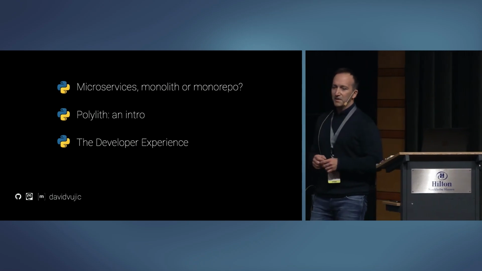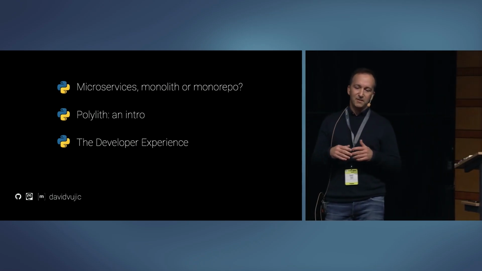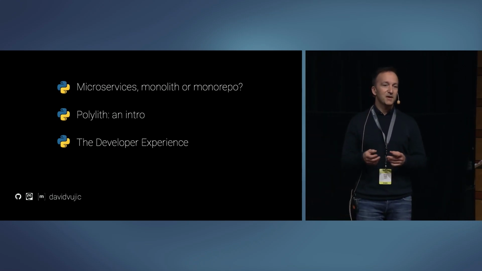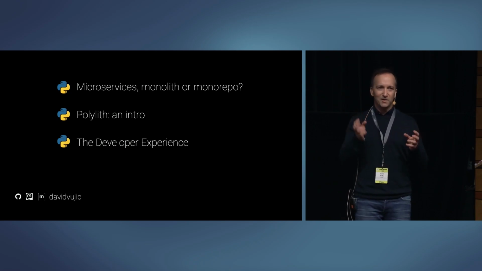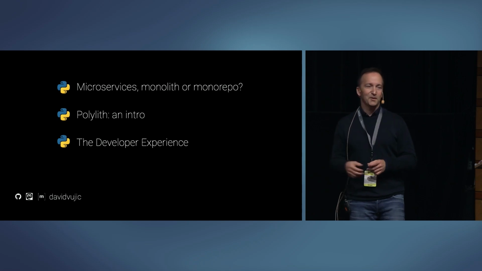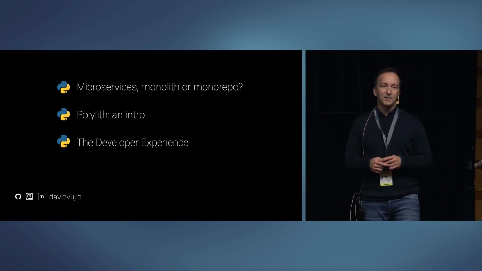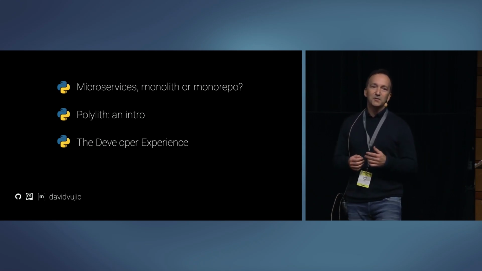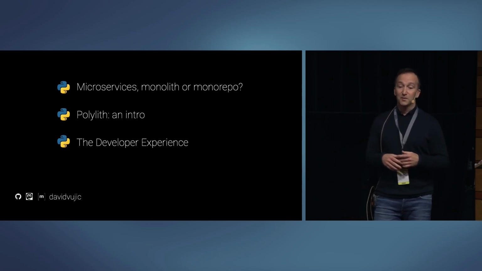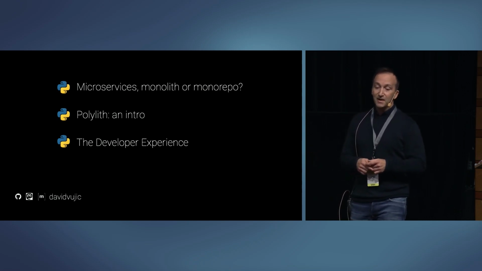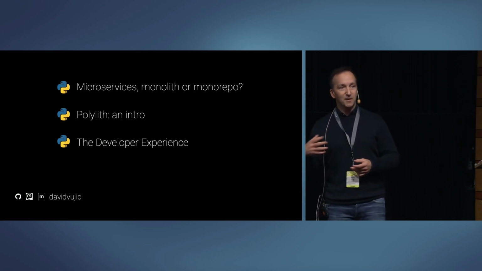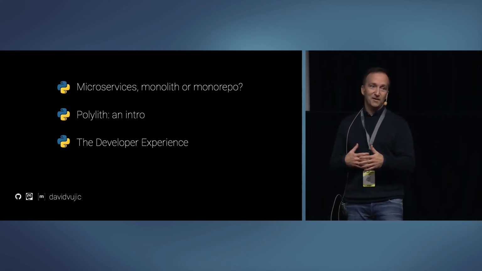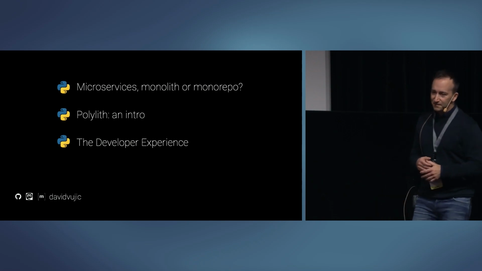So this talk, I'm thinking about having it in three parts. So starting off just terminology, because I think there's a little confusion between what's a microservice and what's a monolith and stuff like that. So just going through quickly, at least my definitions of these terms. And then I'm quickly going into a thing called Polylith. So basically what it is, and also the developer experience that comes with Polylith. So basically what is Polylith, and then why should we even care and use it?